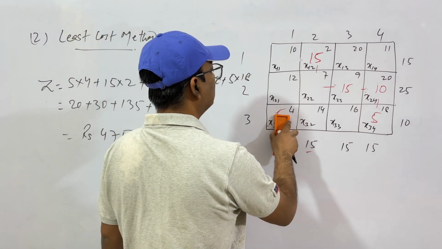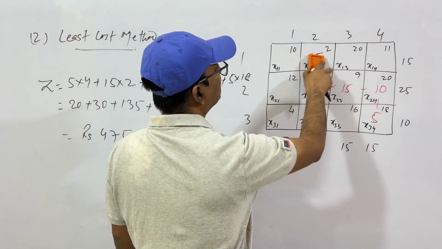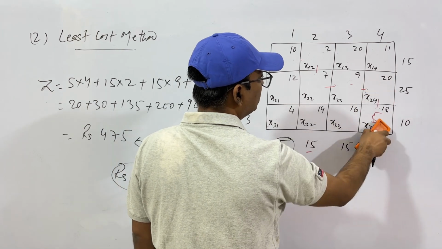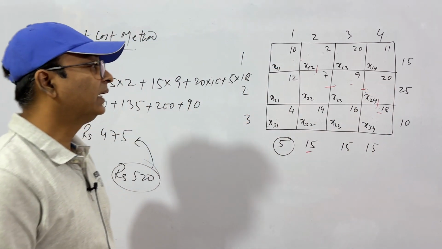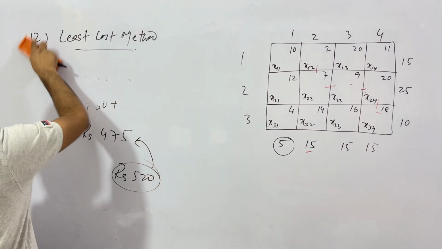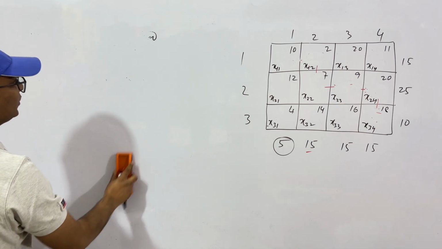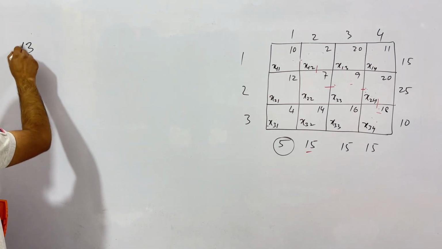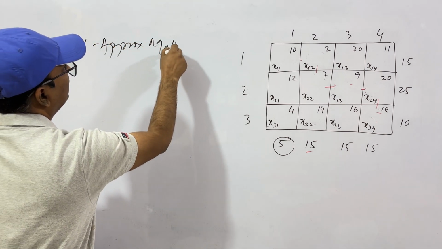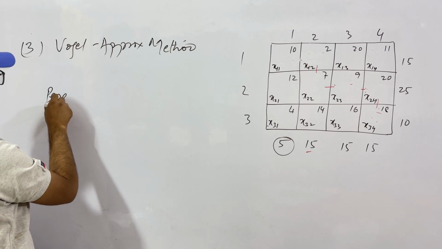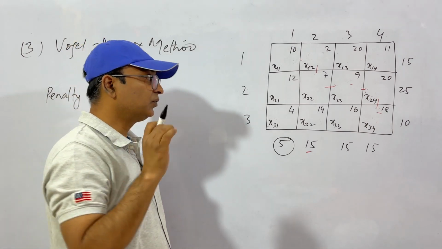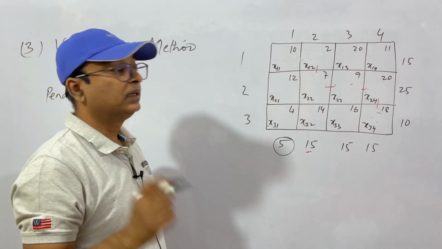Now we'll see the third one, that is Vogel approximation method. It is a refinement of the least cost method, a bit superior to it. If not the best, at least it will give a value equal to the least cost method. So it is an improvement over the least cost method. What we do is find a penalty measure. What is a penalty measure? For every row and every column, we'll find one penalty measure.